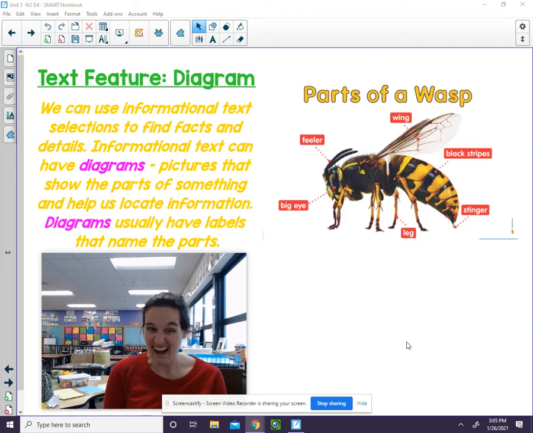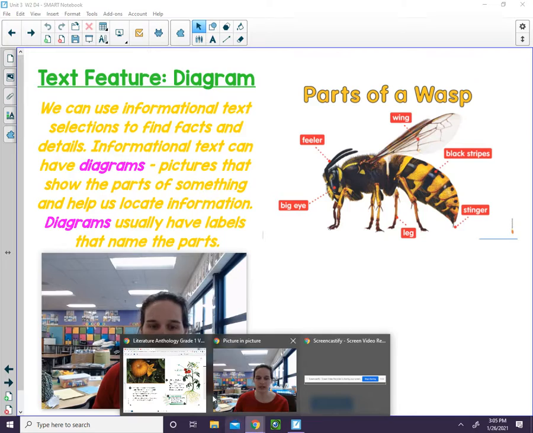One thing that I learned that I didn't know before is that this is the feeler. I thought it was an antenna. And apparently it's called a feeler, which is different than what I knew before. So that's why it's really important that you look at diagrams and learn something from them.